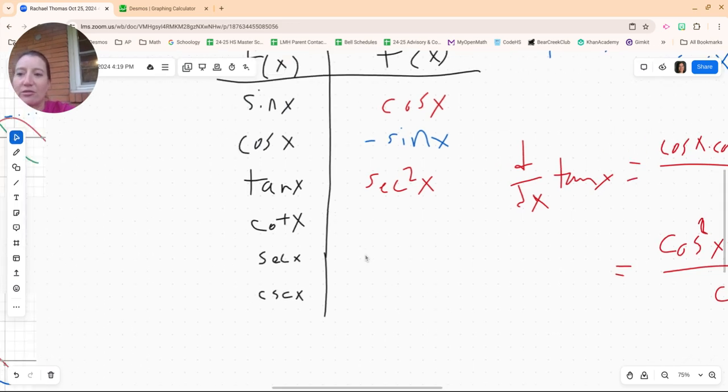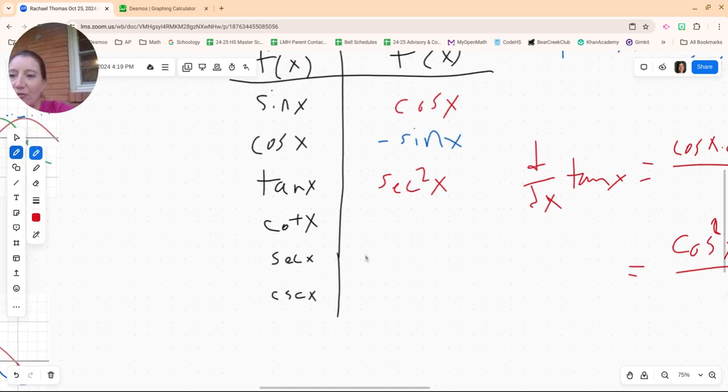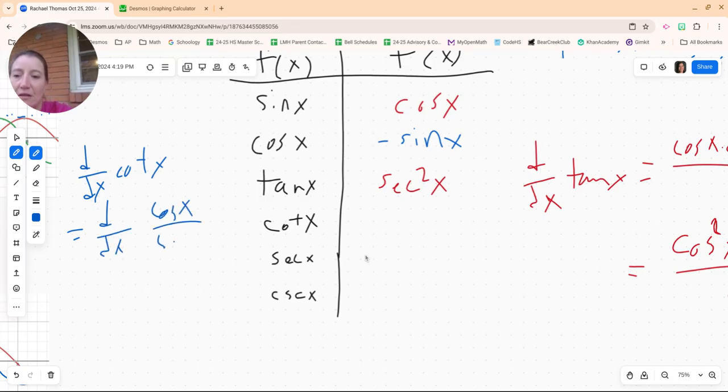Take the time. Your teacher might actually make that an assignment for you, to develop the derivative of cotangent using the quotient rule and the fact that cotangent is cosine divided by sine. And you will see when we get there that it will be negative, not a surprise. Cofunctions have a negative derivative because cofunctions go downhill. Negative cosecant squared x. Fantastic.